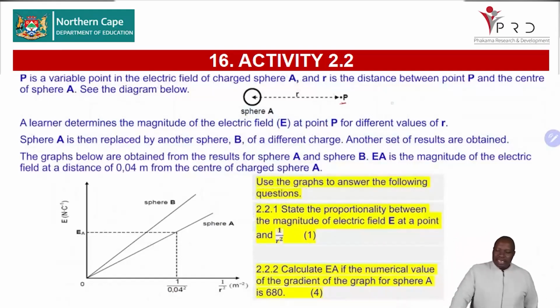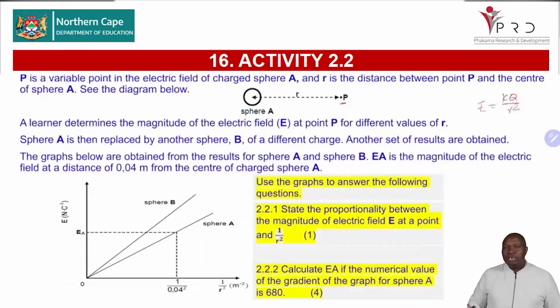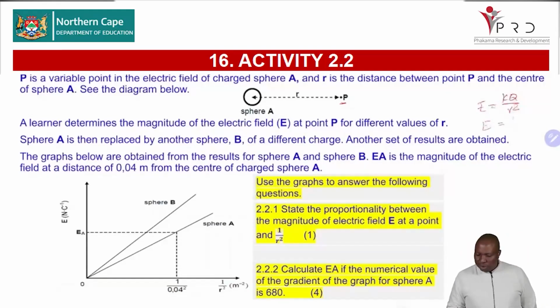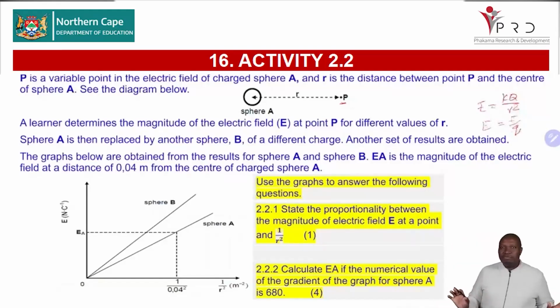Now, a learner determines the magnitude of the electric field. You know the electric field: E equals KQ over R squared. Don't forget, we also said the electric field E equals F over Q, which is for the electric field at a point. So those are the two formulas that we'll have in our mind when dealing with the electric field.